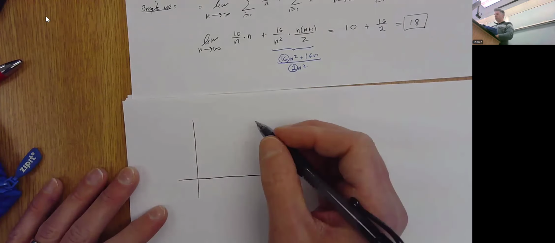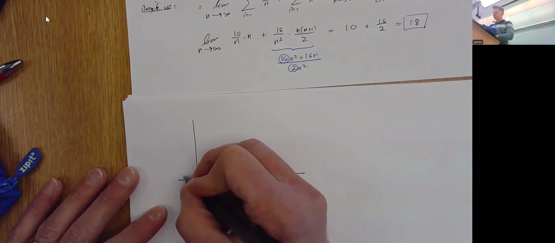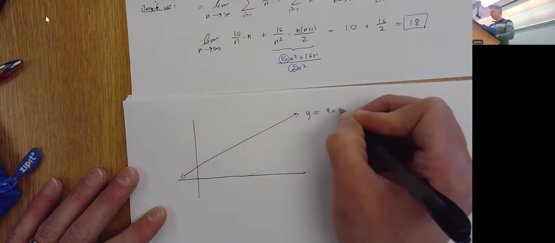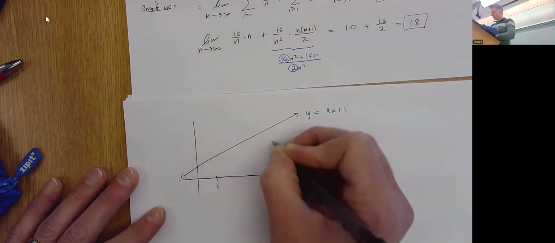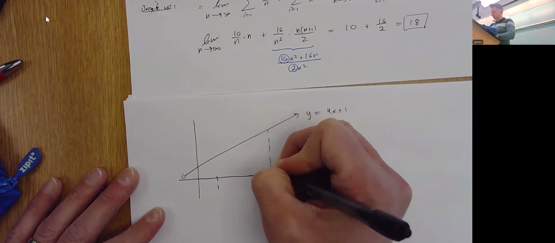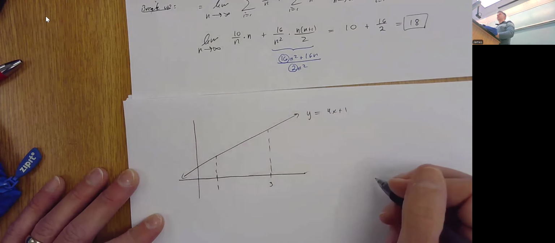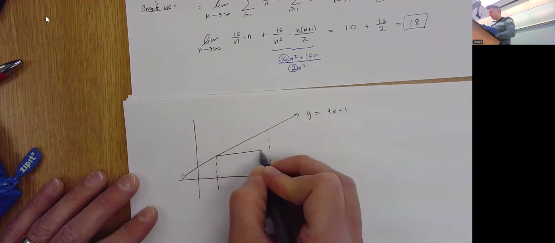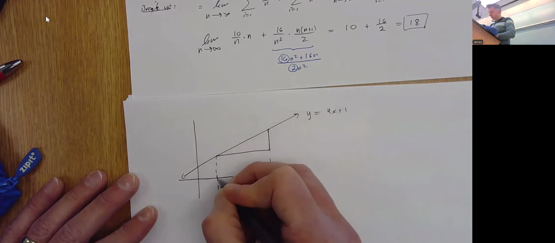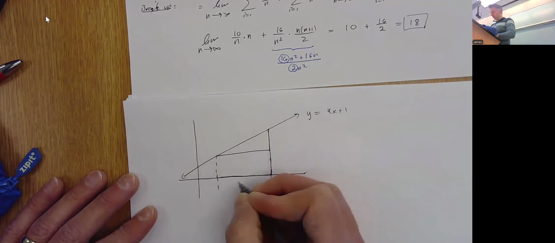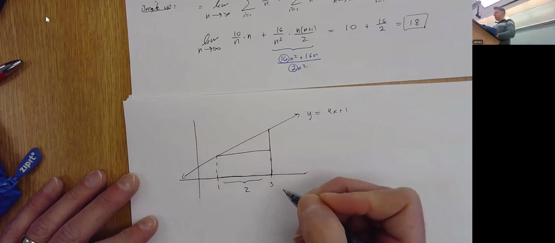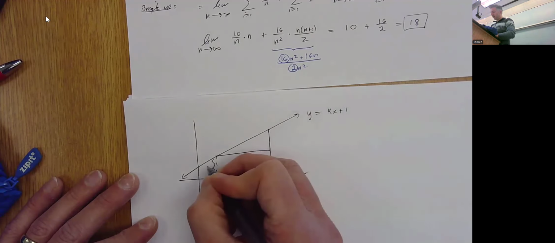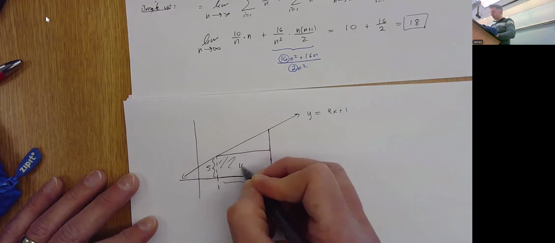But if I graph y equals 4x plus 1, and I'm not going to draw it as steep as it needs to be. So here's y equals 4x plus 1. If I'm going from 1 to 3, I can find the area of that shape. That's a trapezoid. Really, it's easier if I just break it up into a rectangle and a triangle. So let's see here. This rectangle has a base of 2 and a height of, well, if I plug in 1, 4 times 1 plus 1 is 5. So this area here is 10.